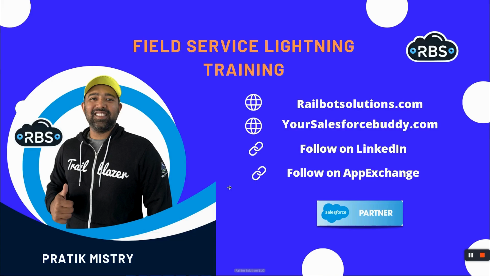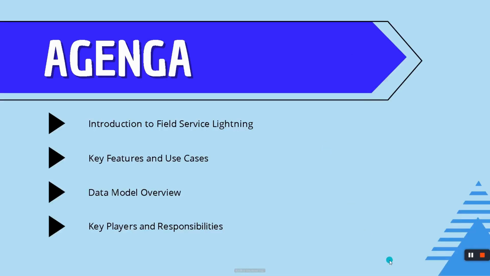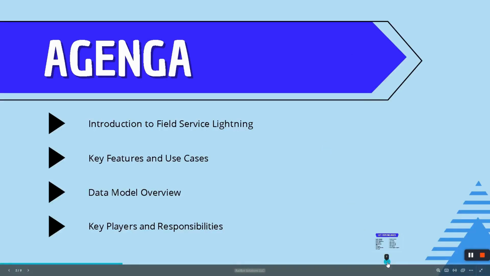All right, so let's start with the agenda. So we're doing a quick agenda. We'll be doing the introduction to Field Service Lightning, discuss some key features, use cases, also go over the data model, and then talk about some key players, responsibilities, some major components, and also key terminologies in Field Service Lightning.